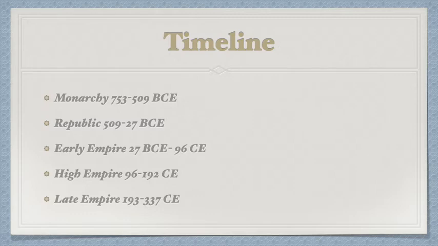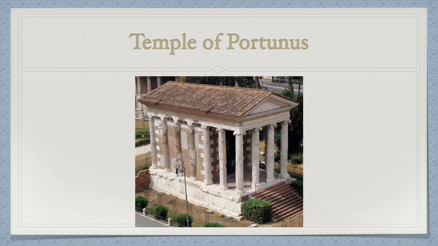Originally, all the leaders came from the patrician class. These were wealthy landowners, but eventually those from the plebeian class held positions, and these would be smaller farmers, merchants, and freed slaves. Now we're first going to look at the architecture.